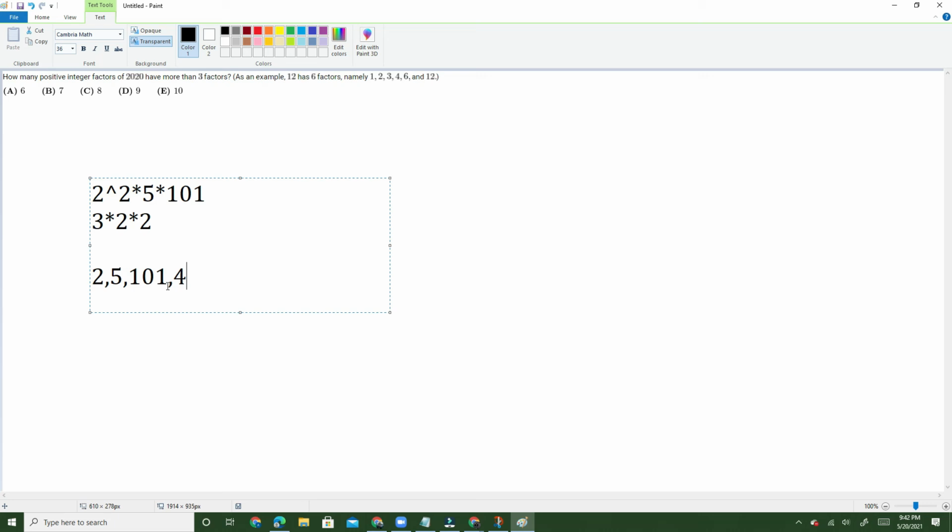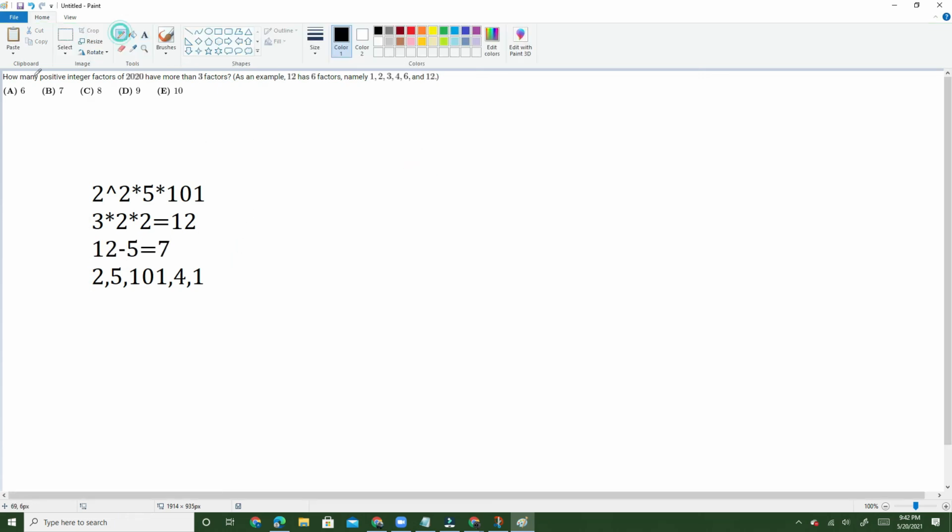Now next, we just include 1, because 1 only has 1 factor, and that's 1. So we can just include that here as 1. Next, we can subtract this list of factors from the total number of factors we got, which is 12. So we'd have 12 minus 5, which is equal to 7. And that is going to be answer choice B. So let's mark that here.